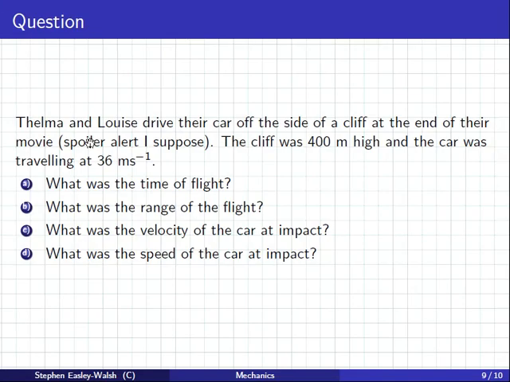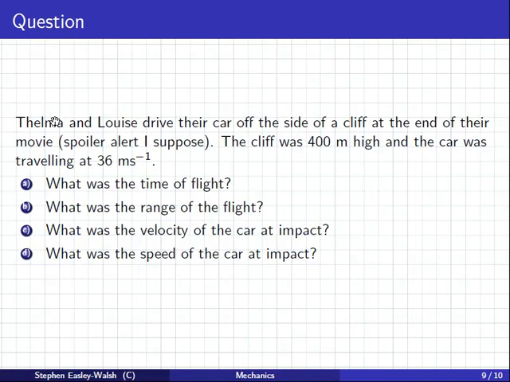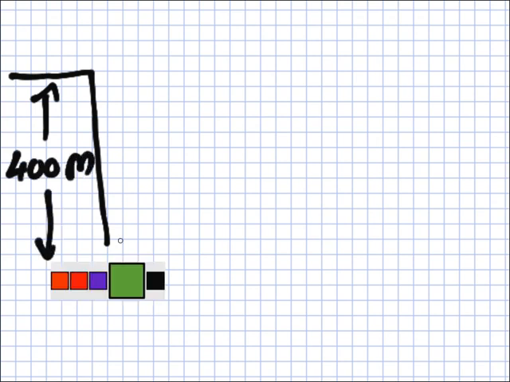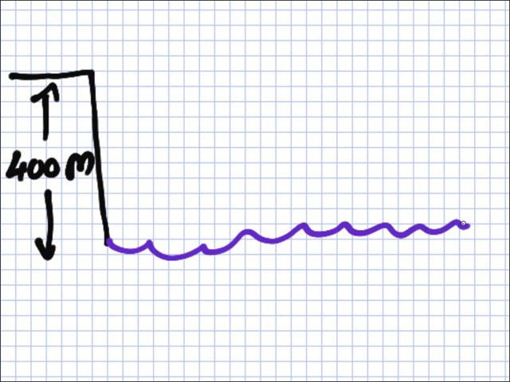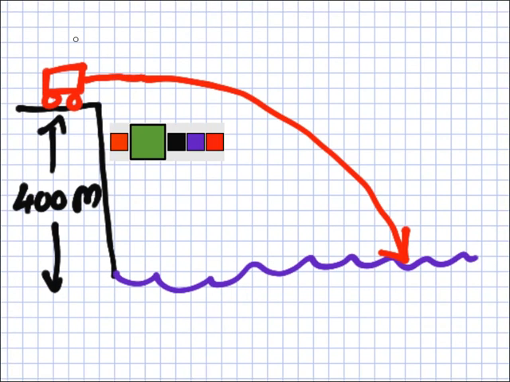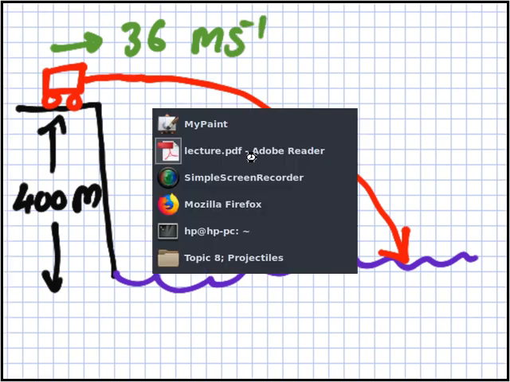Okay. Thelma and Louise drive the car off the side of a cliff. So here is the cliff, and its height is 400 meters. And they're going at 36. So here's the car, and it's going horizontally and then splash. And here it's going at 36 meters per second.